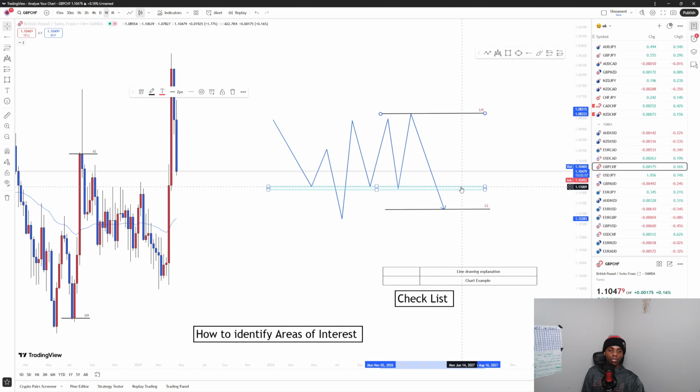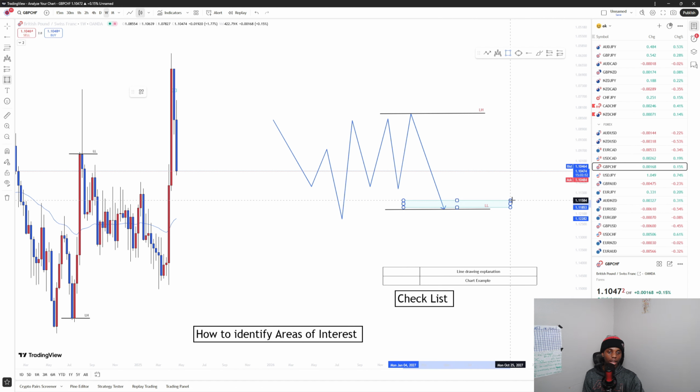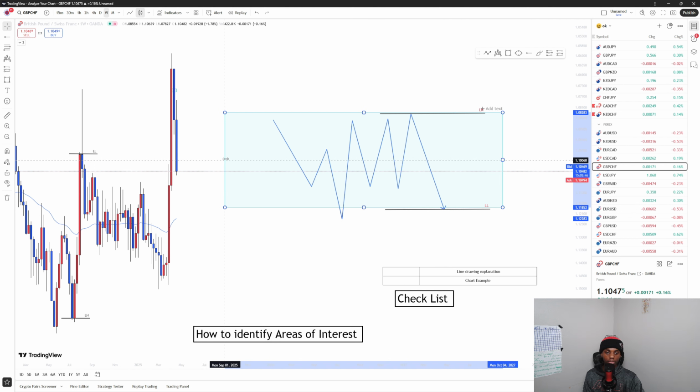Okay, this time instead of placing your box at the top, we place it at the lower low, and then we place the other end at the lower high. Drag it to the left, and then we start dragging it up, starting from the lower low.